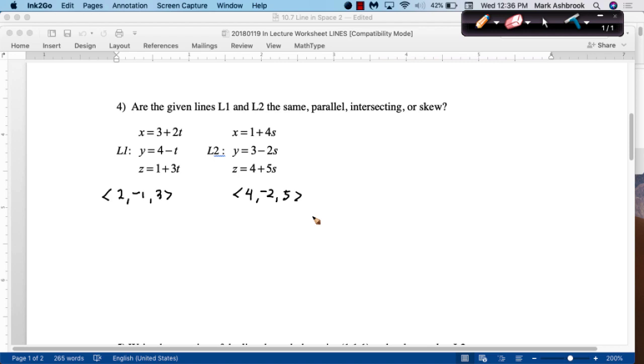The first one times some value, so t equals that. Yeah, one would have to be a scalar multiple of the other. Is it true? Nope. So right off the bat, we can eliminate those. So then intersecting, so do you know what skew lines are?